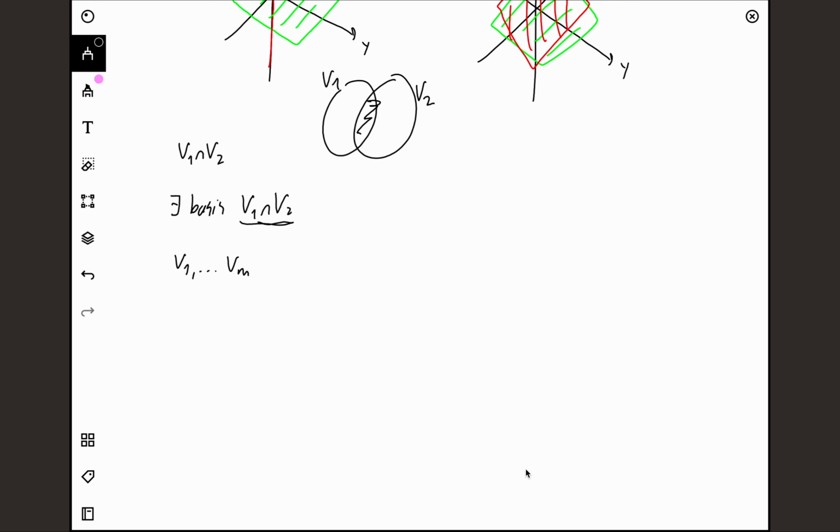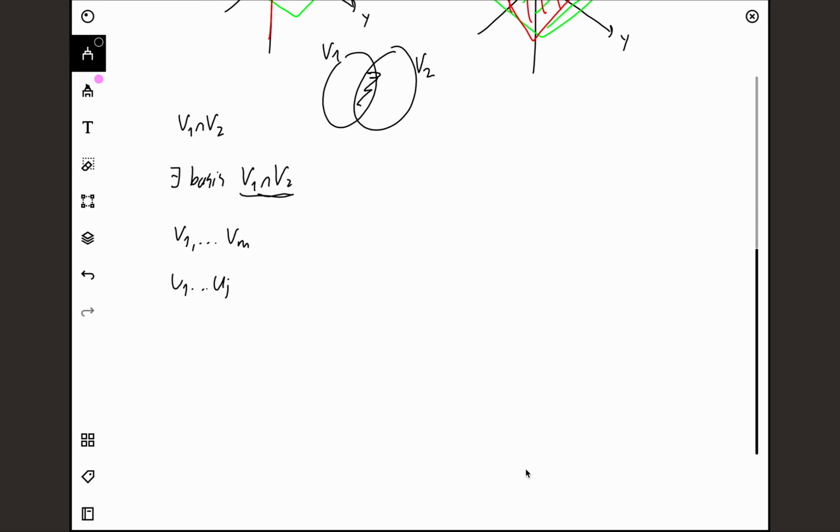So any basis of a subspace can be extended into a basis of the full space. Basically, we don't know what these vectors are, but we can say that there exist some vectors, let's say u1 to uj. We don't know how many of them there are, but we can just say there exist some vectors u1 to uj such that the vectors v1 to vm and u1 to uj are a basis for the space V1. We can find such vectors u1 to uj such that this is true.